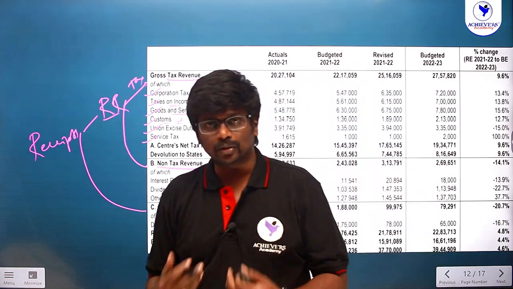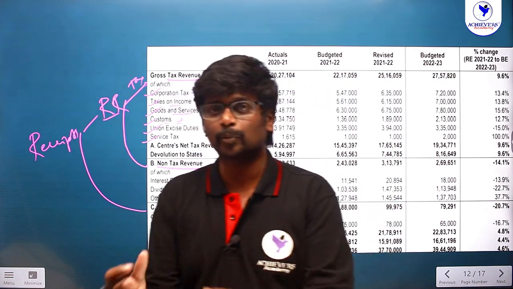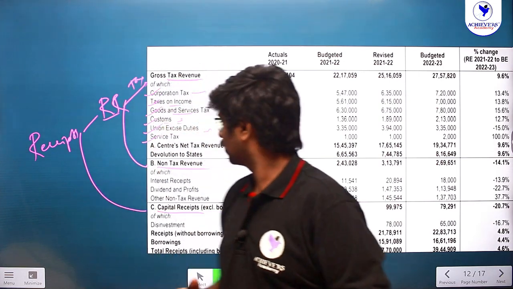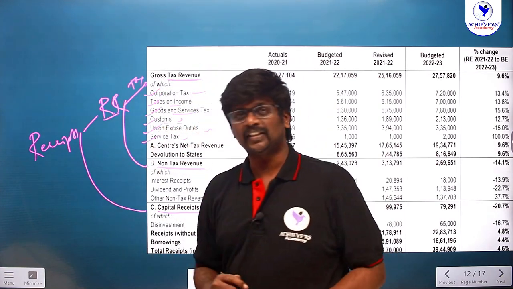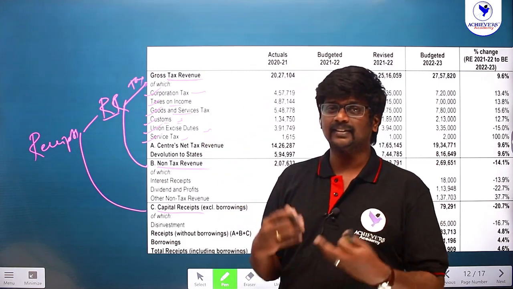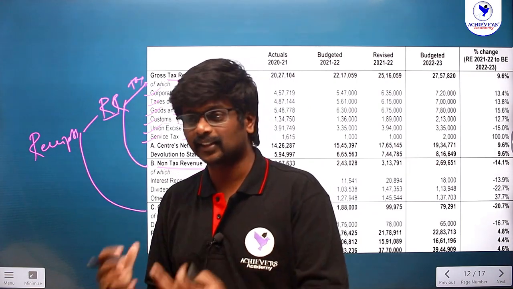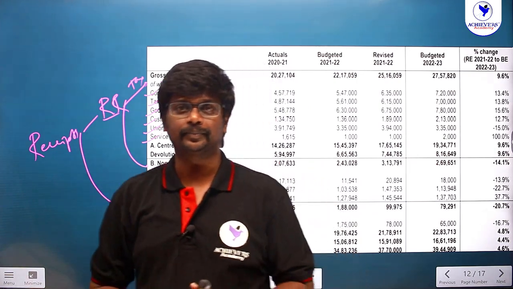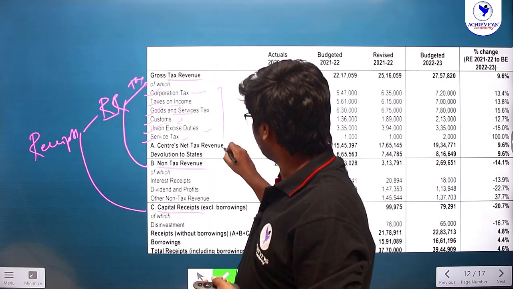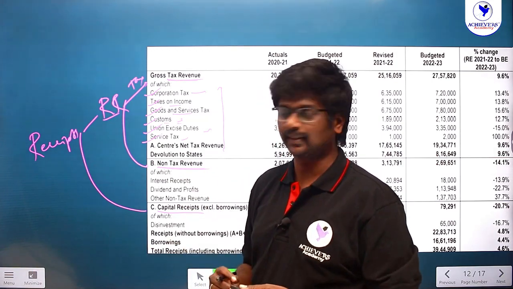Excise duties are those which the government levies on certain products during their manufacturing. Service tax, like GST, is another tax where the central government levies tax when any service is being delivered. Okay, so we'll also be discussing the types of taxes in detail in the next class.